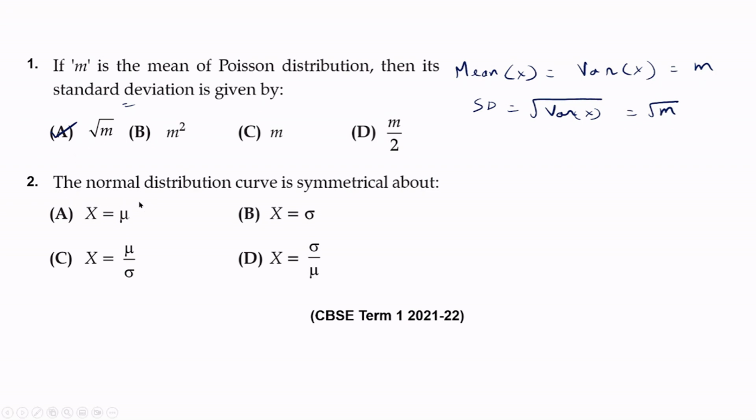Next question, the normal distribution curve is symmetrical about? So the normal distribution curve, if you could recall, is a bell-shaped curve and it is symmetrical about the mean, that is x is equal to mu. The meaning is that it divides the entire area into two halves. So this side we have half the area and this side we have half the area. So the correct option is option A, x is equal to mu.